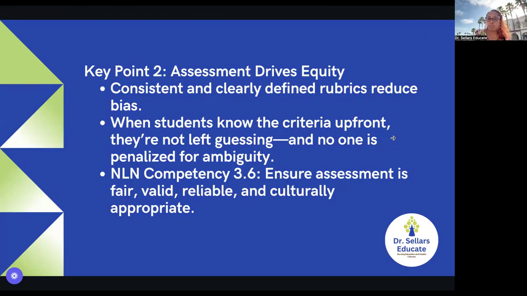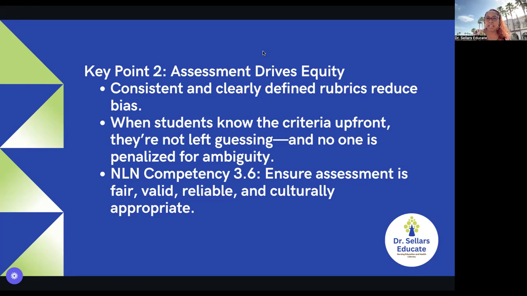All right, so point number 2, now that you've had a chance to write down the rationale and your thoughts about that thought-provoking question, which answer you think is correct and which is incorrect and why. Key point number 2 that you want to consider is that assessment drives equity. It provides consistent and clearly defined rubrics related to the actual validation of learning. Okay, that's what an assessment tool does for us. That clarity, that consistency is going to help students know exactly what expectations we have for that assignment.